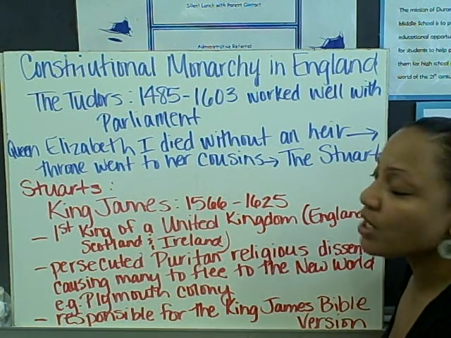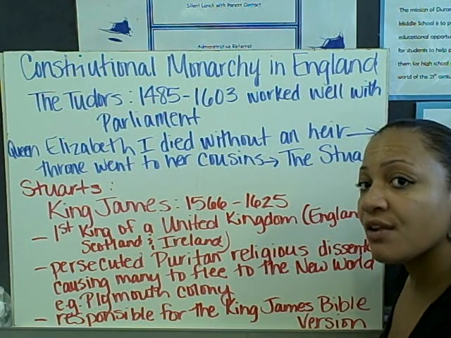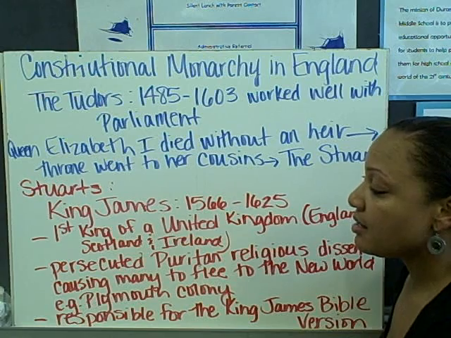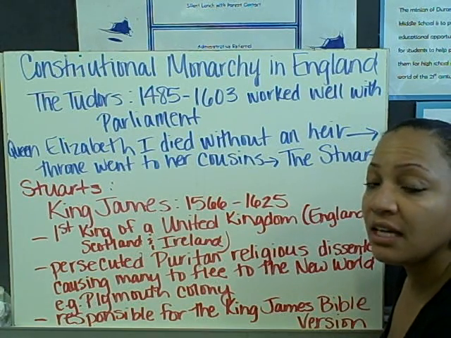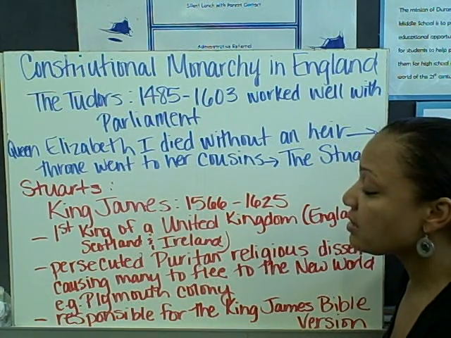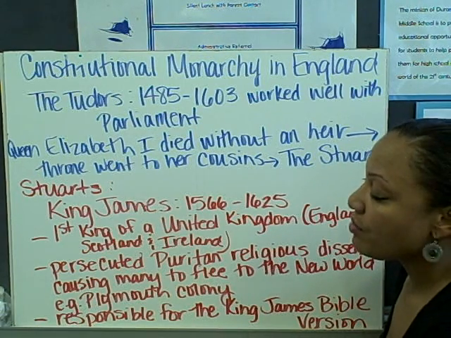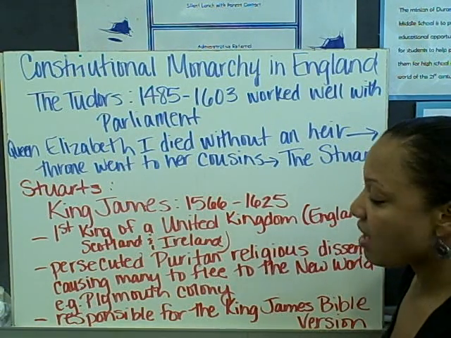The Puritans wanted to purify the church. They didn't feel like there were strong enough Protestants in the Church of England, so they wanted to leave and form their own churches, and that's what they did. They came to the New World. One particular area is Massachusetts, the Plymouth Colony.